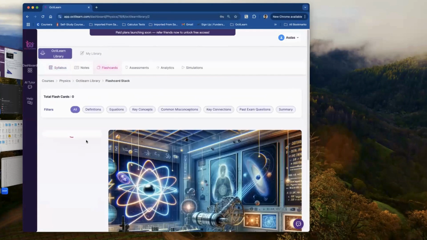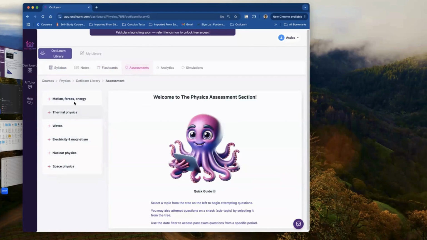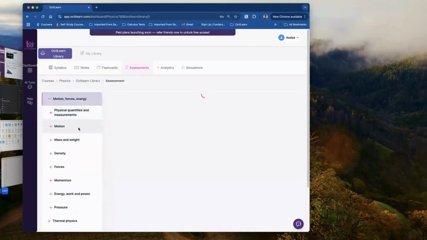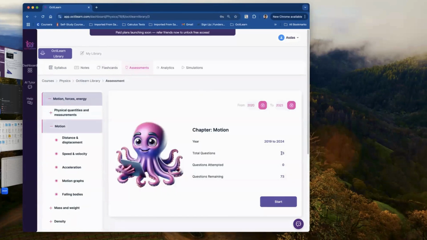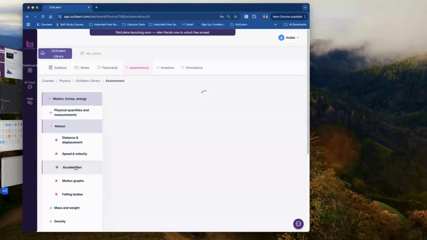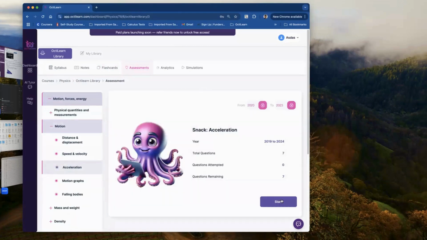And then we have flashcards on the syllabus. And if you go to assessments, these are the past exam questions. So you can select a topic. For example, if I go here, you see it's saying 73 questions from these years. If I want to do questions on a specific subtopic, let's say acceleration, then I can go into that and it'll only show me questions on acceleration.